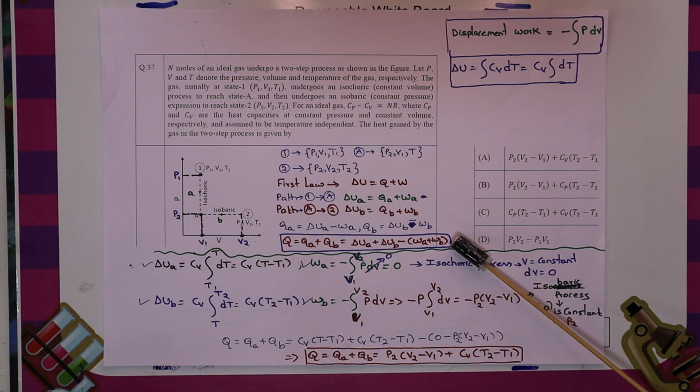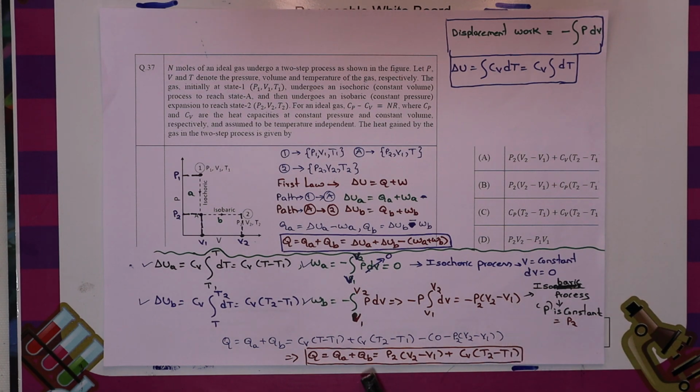Let us plug in this particular equation to get the total heat involved in the process. Therefore, Q equals QA plus QB, which is nothing but delta UA plus delta UB minus (WA plus WB). Let us calculate: Cv into (T minus T1) plus Cv into (T2 minus T1) minus (WA plus WB). WA equals 0, whereas WB is minus P2 into (V2 minus V1).